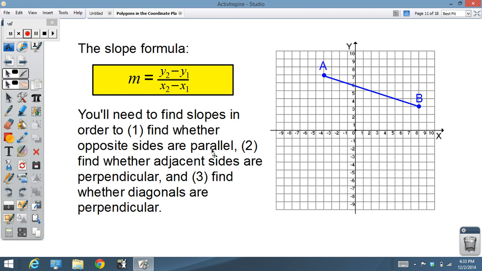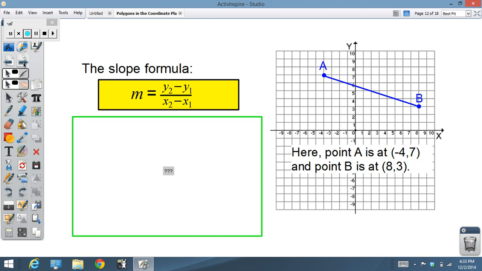So remember all those tools and all of the theorems that we've been working on, the properties of different kinds of quadrilaterals, and some of those are going to come in handy in determining the answers to the questions that are coming up. So if you need to practice on a slope formula, here's an example to practice with. Pause, answer coming now.